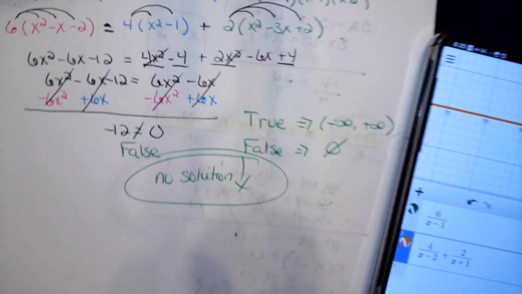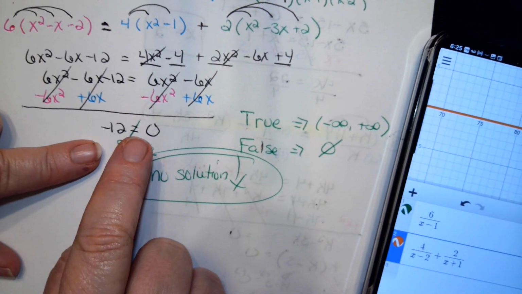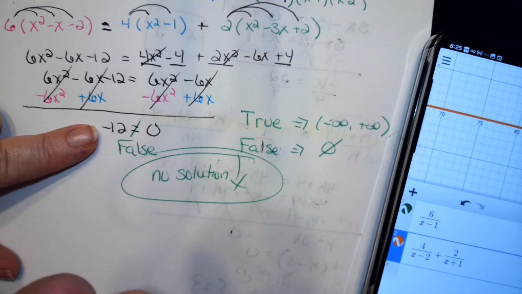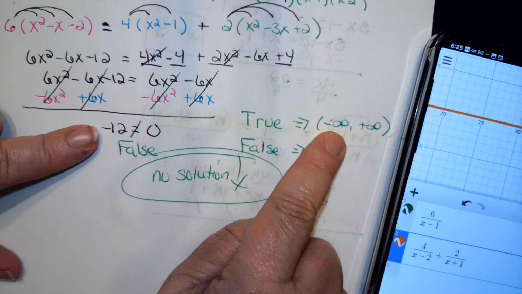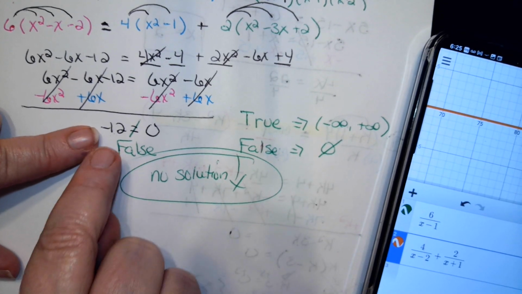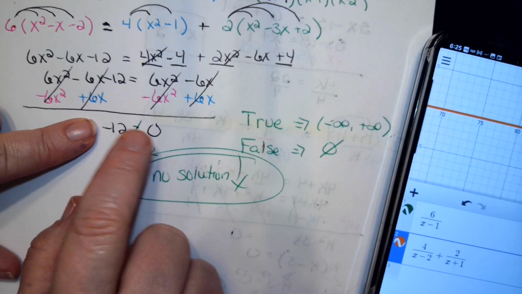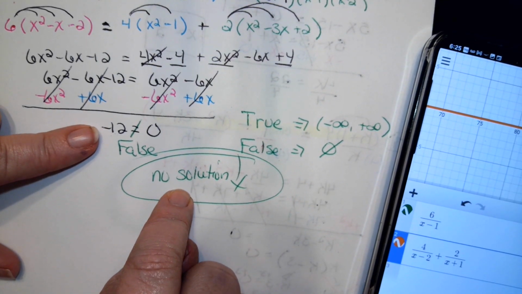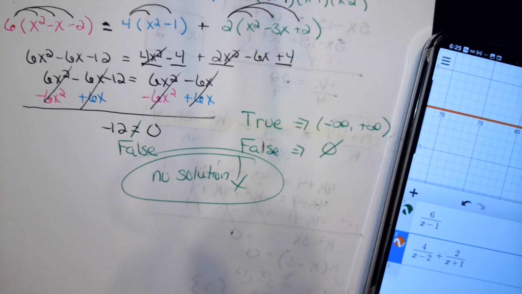Alright, so again, how do you know when you're going to have this scenario? Either when you have the left side equals the right side and there's no variables, that would be true, so it would be all real numbers. Or if there's no variables left and the left side does not equal the right side, then it's a false statement, there's no solution. And that, ladies and gentlemen, is the last of our problem.